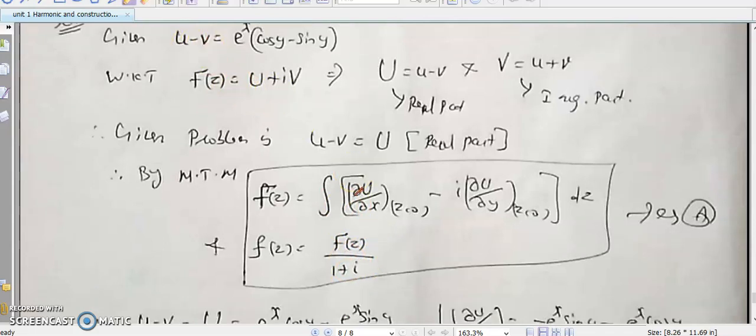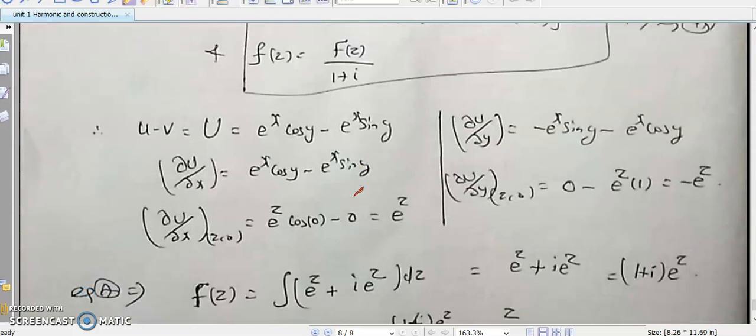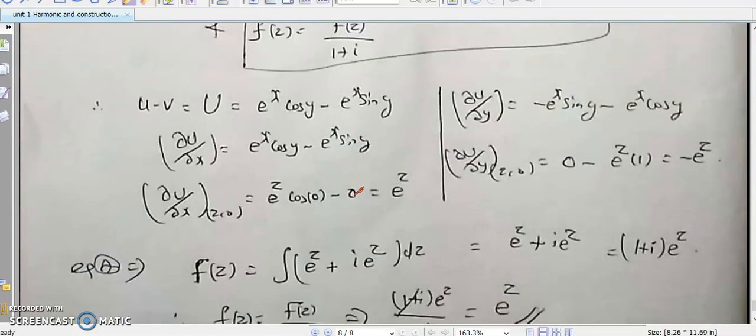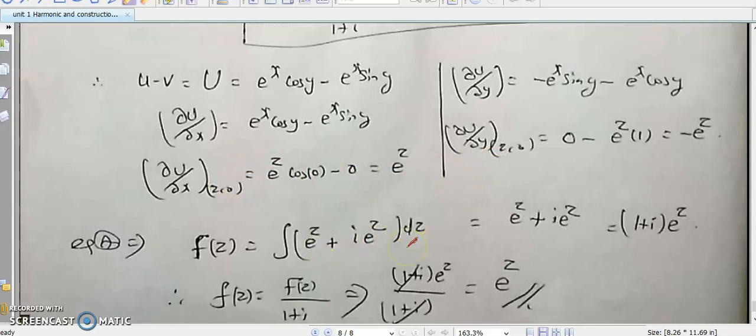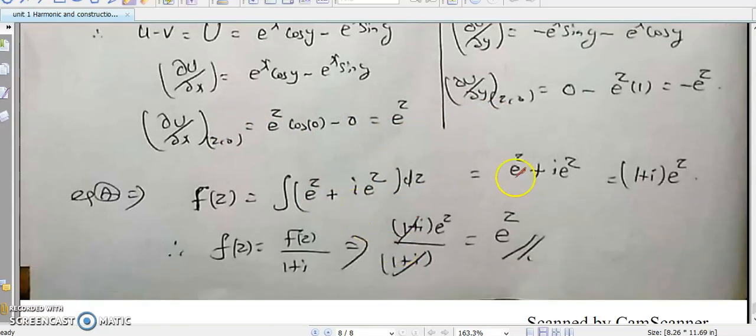Similarly we can find it as the same method. So find dou u by dou x, dou u by dou y at the point (z, 0), and we get this value. Then the integration of e power z is nothing but e power z. So 1 plus e power z, 1 plus i into e power z. So that is capital F of z. So replace small f of z equal to capital F of z divided by 1 plus i. Therefore 1 plus i divided by 1 plus i, cancelling these two we get e power z. So the answer is e power z.